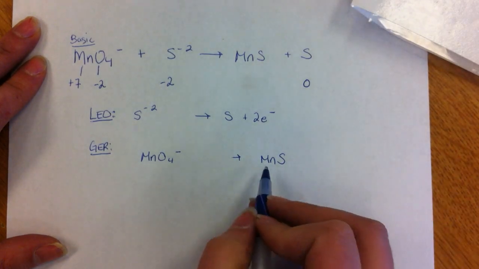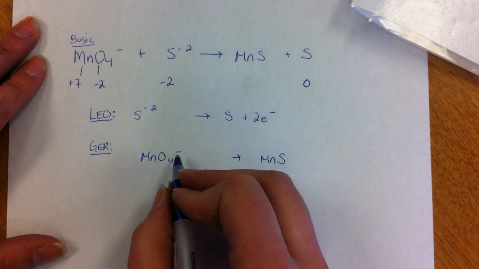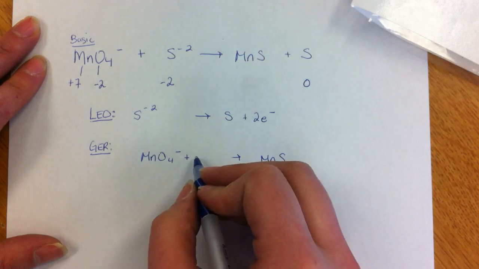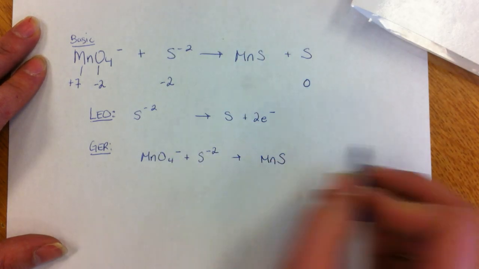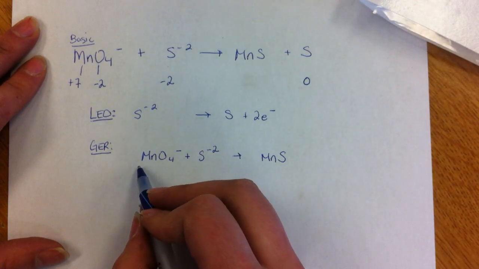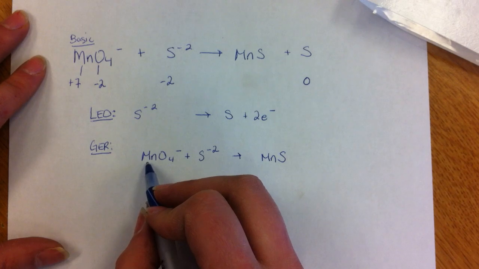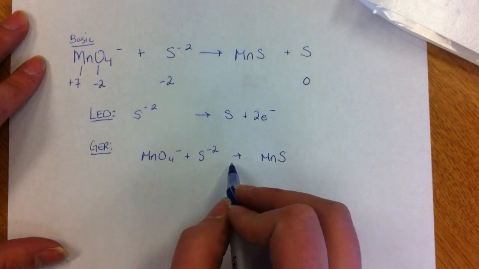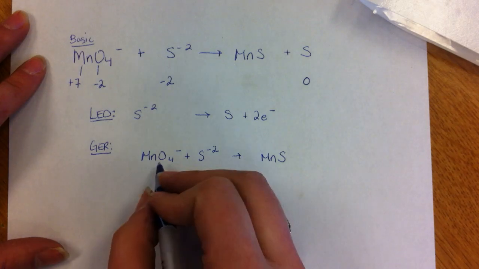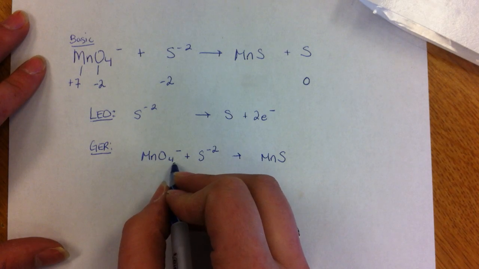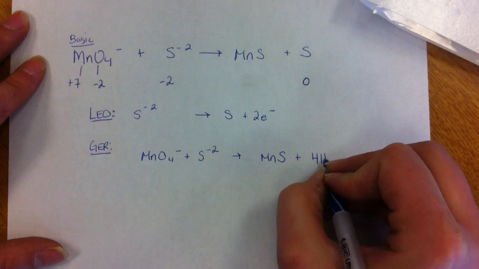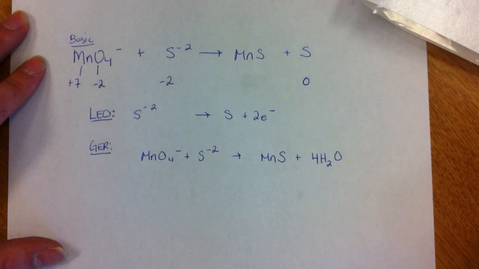Now, do you see how we have an S here? That means that we need to have a source of S as a reactant, so we're going to reuse the S-2. Okay, so we're balancing everything not H's and O's first. So Mn is balanced, S is balanced. We will balance the O's next with water. There's 4 O's on the left, so we need 4 waters on the right.